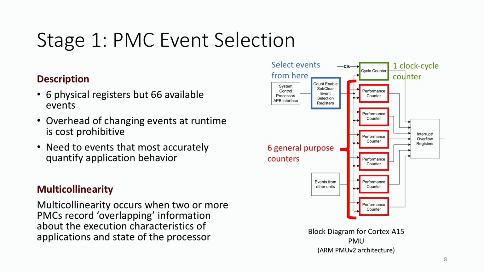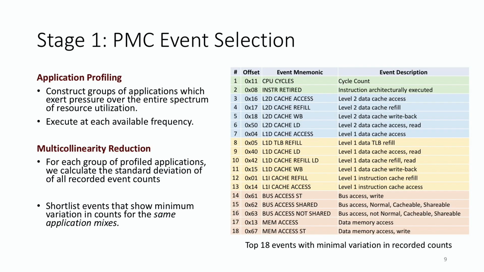We accomplish the reduction in number of events by using statistical techniques to reduce multicollinearity among the recorded event counts. We begin by executing groups of concurrent applications representing a wide range of shared resource utilization while recording the counts of all 66 available events. We repeat this procedure for each available frequency of the processor. Next, we calculate the standard deviation for each recorded event while executing the same application mix. The goal is to identify events whose value does not deviate significantly when executing the same group of applications.